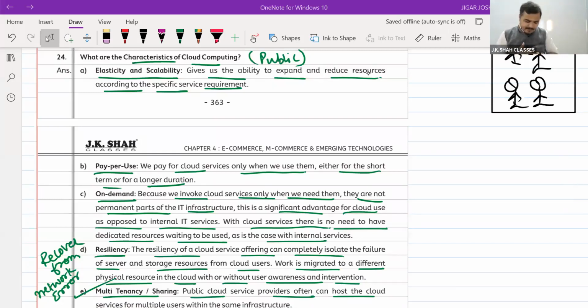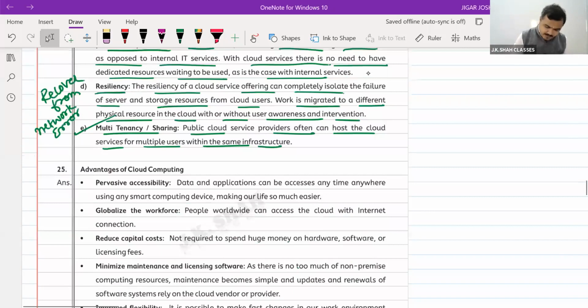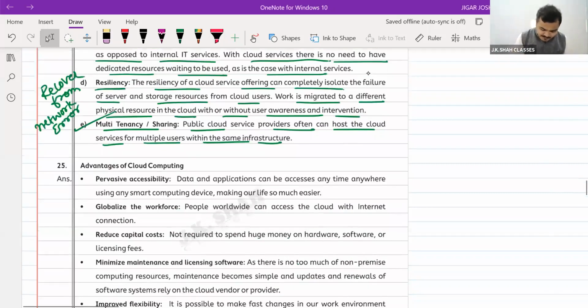Elasticity and scalability, pay per use, on demand, resiliency, and multi tenancy. Revise the theory very fast, please, my charters. Done, charters? Yes, sir. Moving ahead to the next concept now, people.